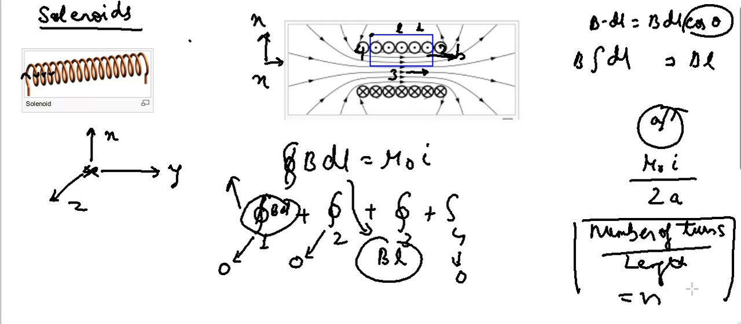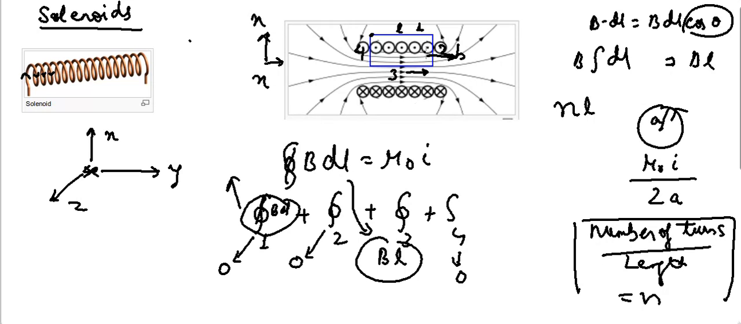What will be the total number of turns inside this box if the number of turns per unit length is n? The total number of turns, or total number of circles inside this box, will be just n times L. So the total number of circles inside this box is the number of turns per unit length multiplied by the total length of this box.